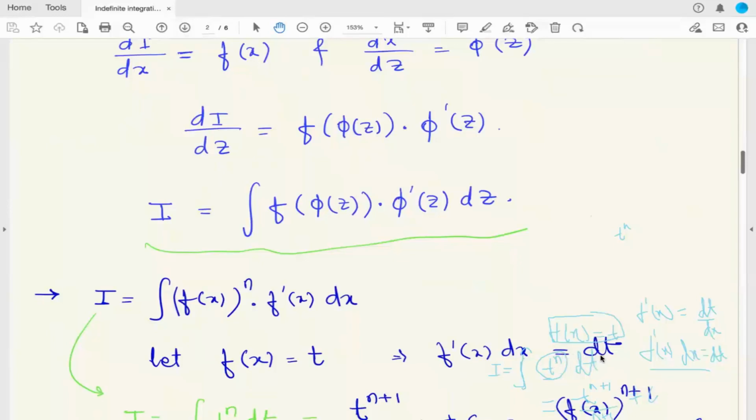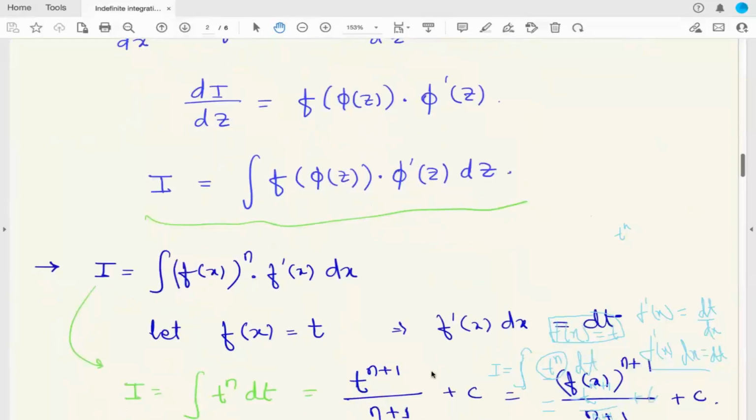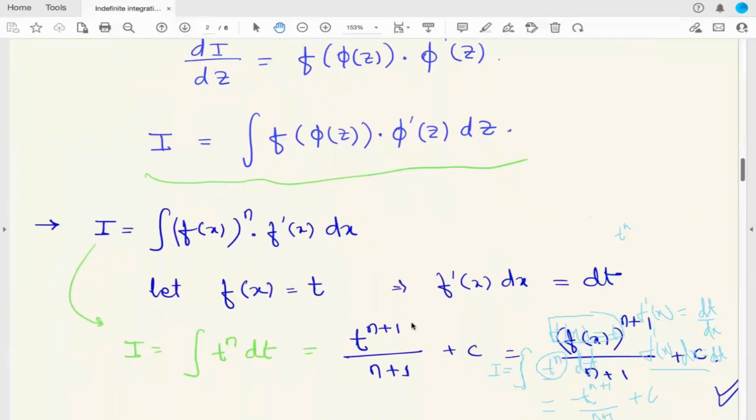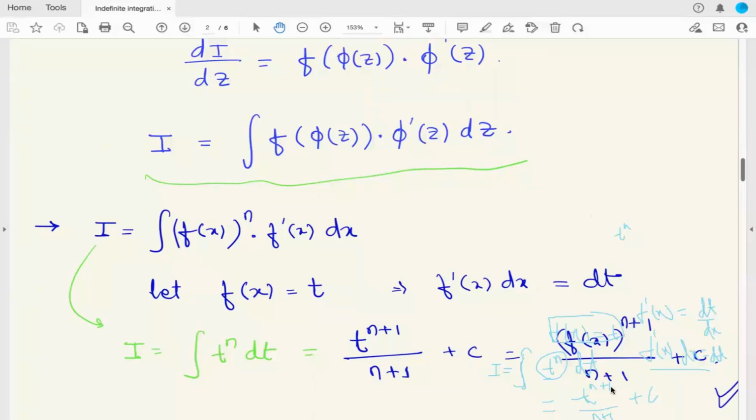So f dash x dx is equal to dt. And now we just get the same result: t to the power n dt, and its integration is t to the power n plus 1 over n plus 1. This is our favorable integrand. Okay, so at last we put back the value of t, which is f x. So f x to the power n plus 1 divided by n plus 1. I hope you understand this problem.